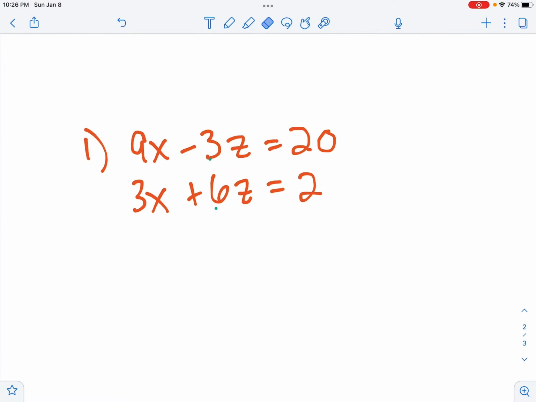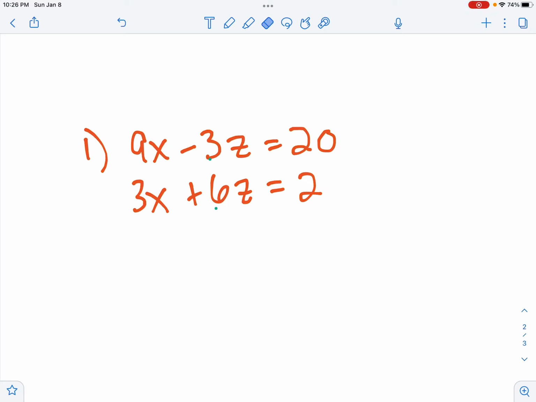All right, this is day 2 of elimination. So if you look at this problem that I have right now, if we look at our x's and z's, we don't have either one having the same number. The z's do have the opposite signs, but they're not the same number. So what are we going to do? We're going to start thinking multiples because we're going to make that have the same number by manipulating the equations.